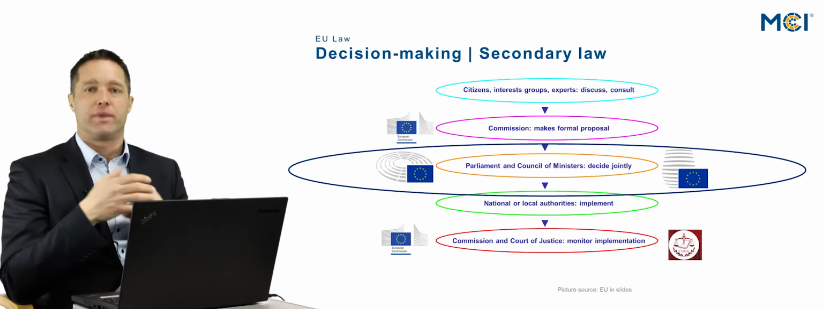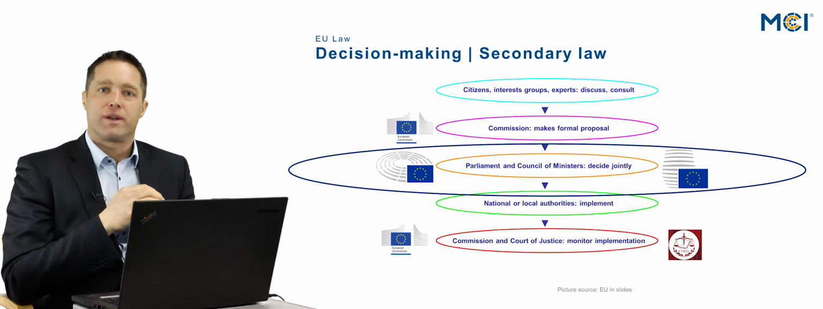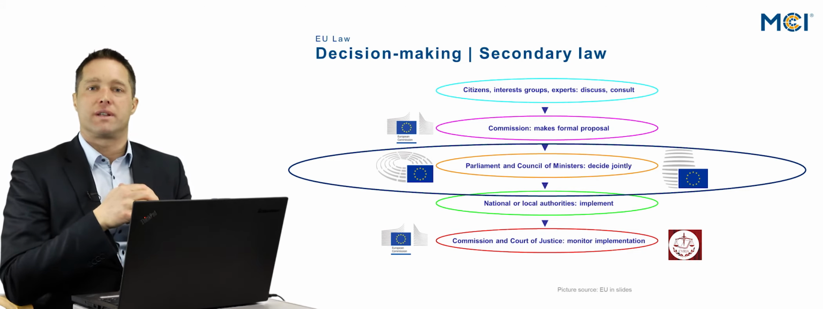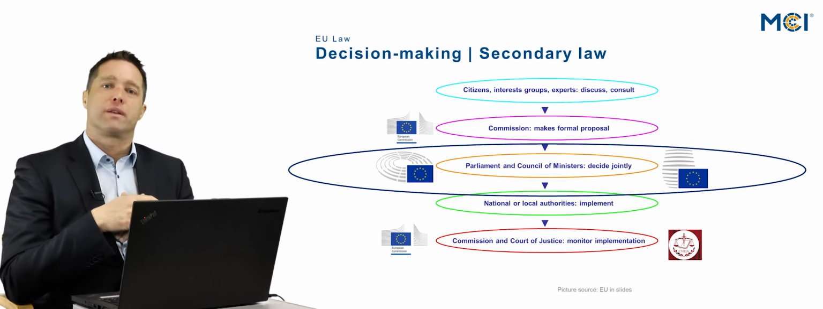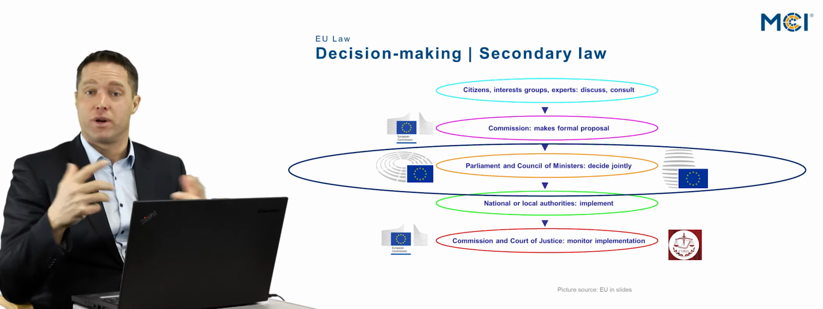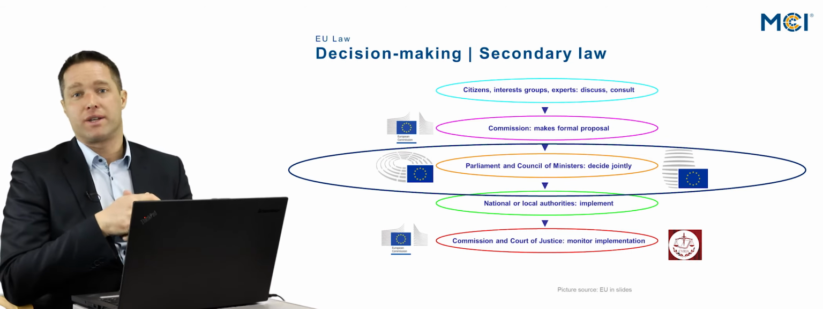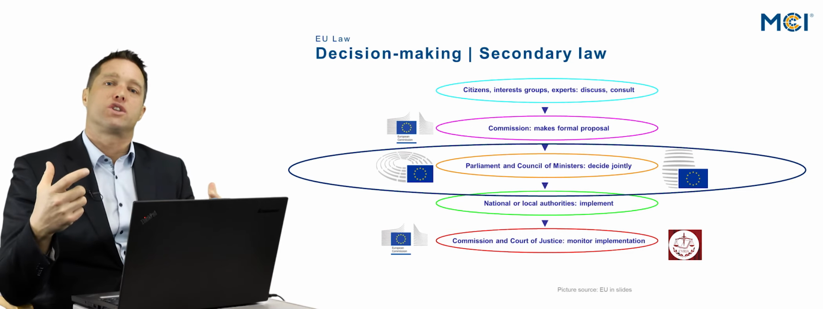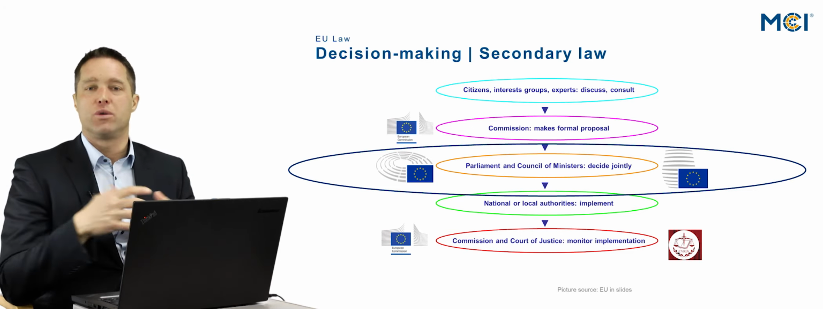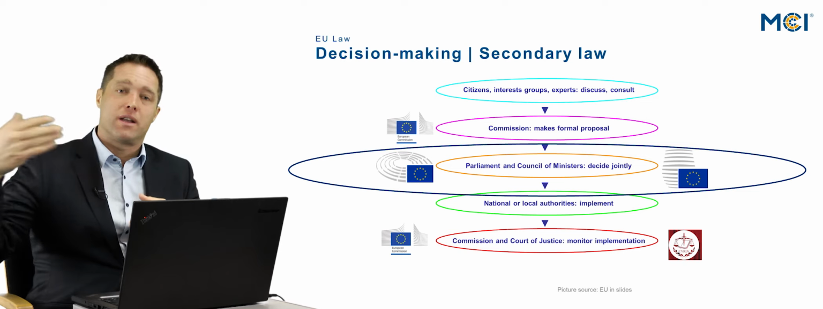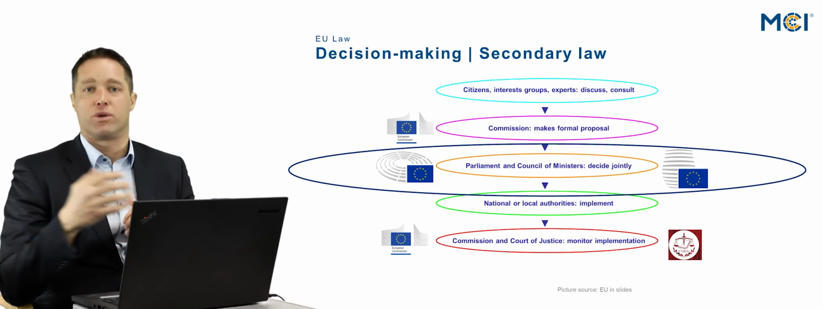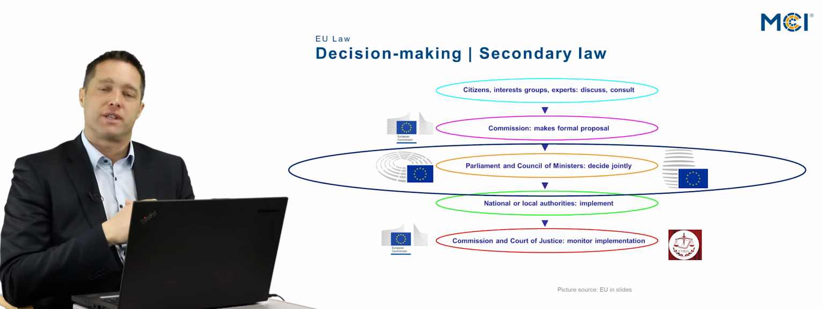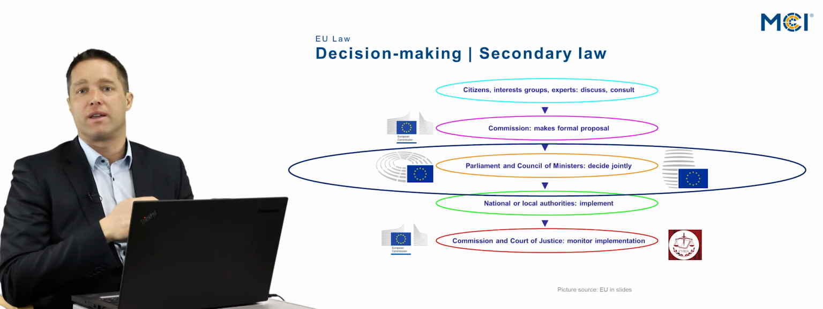Then law, as in case of the directives, needs to be implemented, as we have seen before, and the Commission, representing the interests of the whole EU, acting as a guardian of the treaties, is in charge of checking that EU law is correctly applied, and eventually they could bring, for instance, a member state to the Court of Justice if a member state fails to correctly apply EU law.